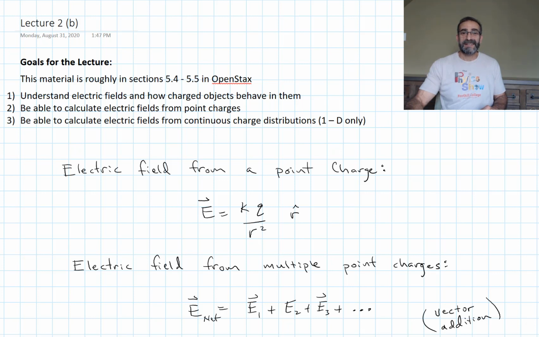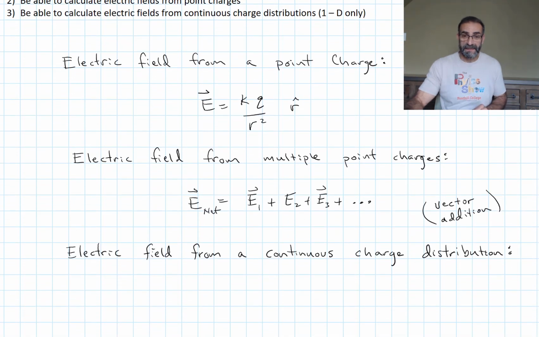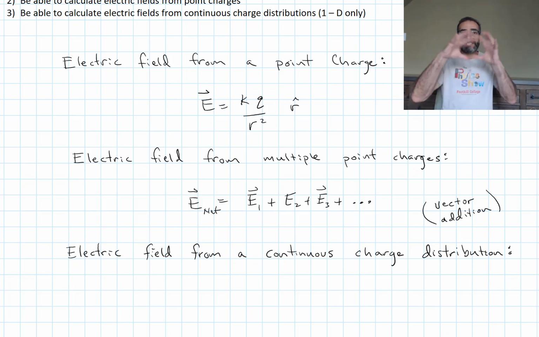I hope you said finding the electric field from a continuous charge distribution. What would happen if we had a solid rod that had charge uniformly distributed along its length? Or what would happen if we had a disk with charge uniformly distributed over its surface? Or a sphere with charge uniformly distributed throughout its volume? Those are the questions we're going to ask.